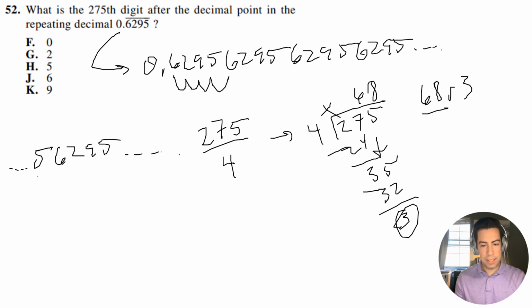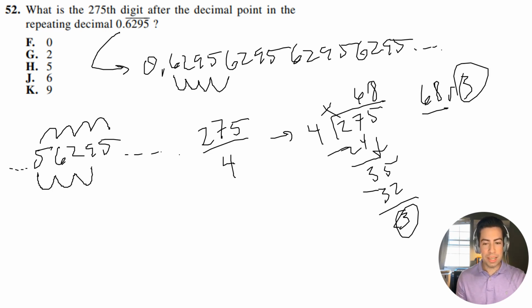So I ended here with 68, but I don't get 69 walks. I get only 68 with a remainder of 3. So instead of going 1, 2, 3, 4, after I've done 68 walks of 4, I'm actually only going to go 1, 2, 3. That's where that remainder comes in, because instead of going 4, I go 3 over. So it's going to be 9 as our 275th digit. Whenever I look at the answer choices, that has to be answer choice K.